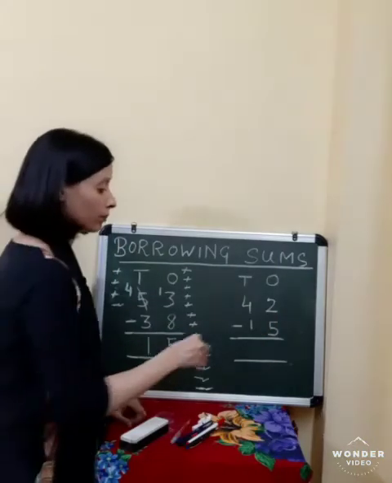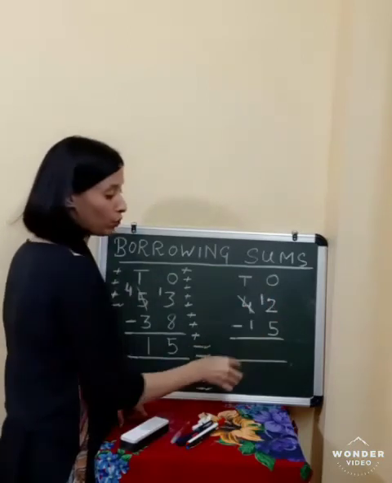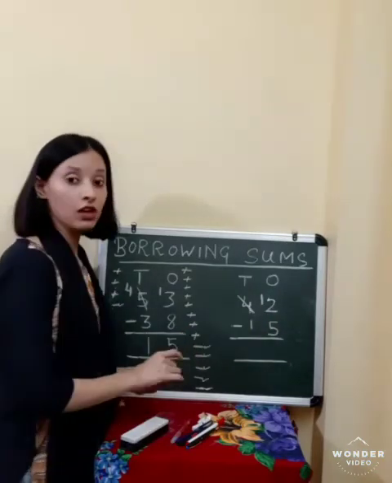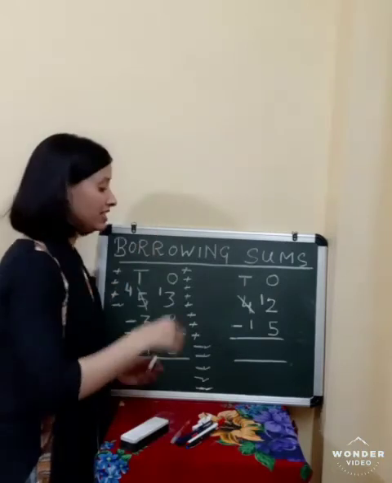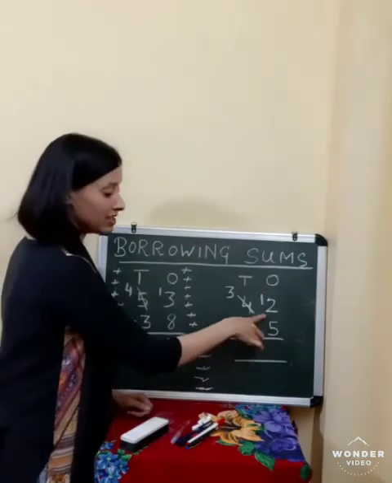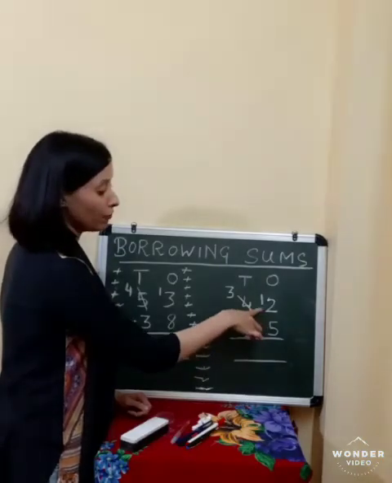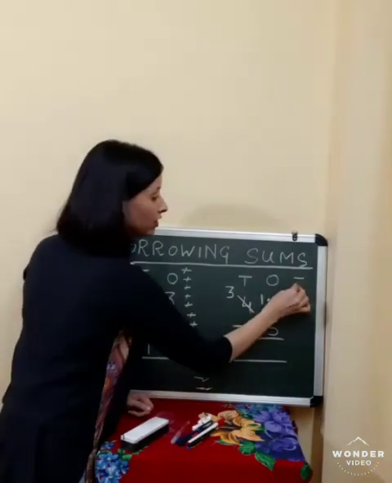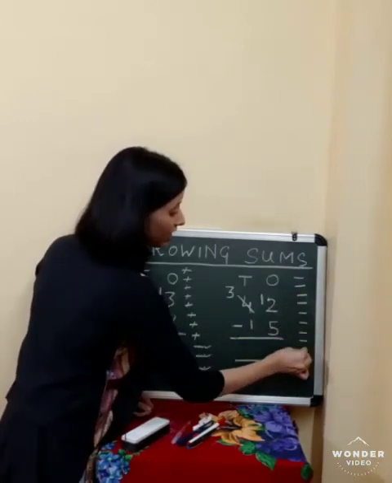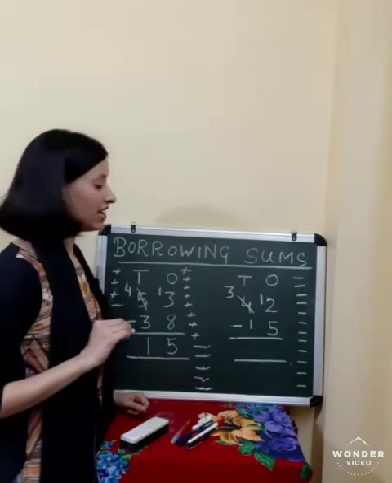So we will borrow. From this 4, we take out 1 and we give it to 2. So this becomes 12 now. And you have taken out 1 from here. From 4, you take out 1. What is left? 3. So 3 is left over here. Now this is a bigger number, that is 12, and 5 is a smaller number. So you have to draw 12 lines. 1, 2, 3, 4, 5, 6, 7, 8, 9, 10, 11, 12. So 12 lines are drawn.